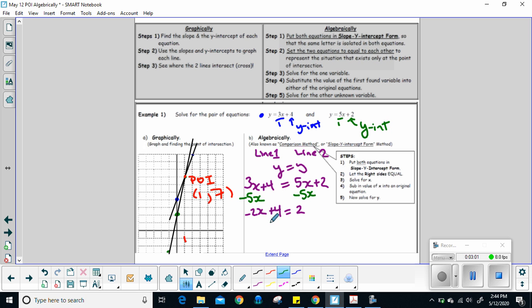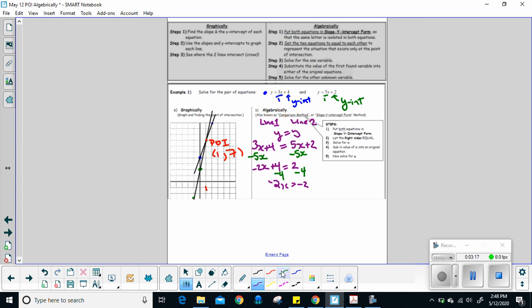I'm going to bring my 4 to the other side. So I'm going to do minus 4 on both sides. So all right, now we've got negative 2x on this side equals 2 minus 4 gives me negative 2. Okay, so let's divide both sides by that negative 2 that's in front of the x. And we're left with x equals 1. Hey, look, x equals 1. Nice. There's our x. So we got it right.